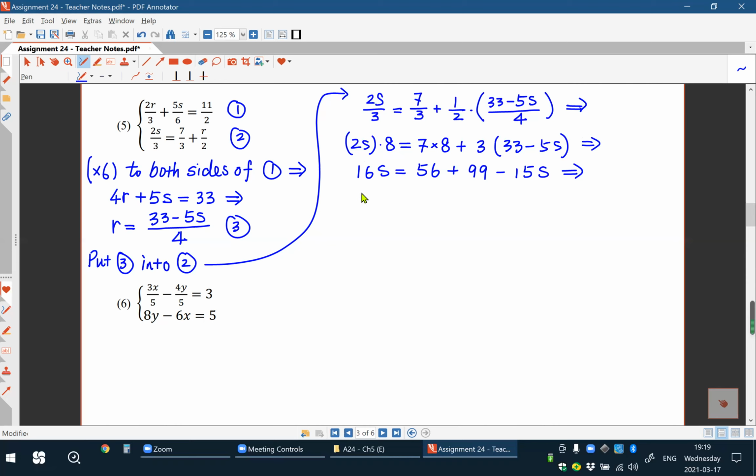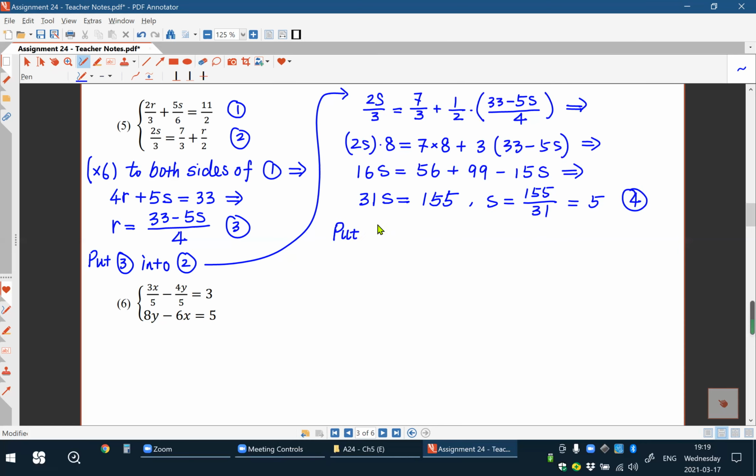It becomes 31S equals 56 plus 99 is 155, right? Okay, so S is 155 over 31. It happened that 155 can be divisible by 31, which you will get a 5. So S is 5. So let's call this number 4.